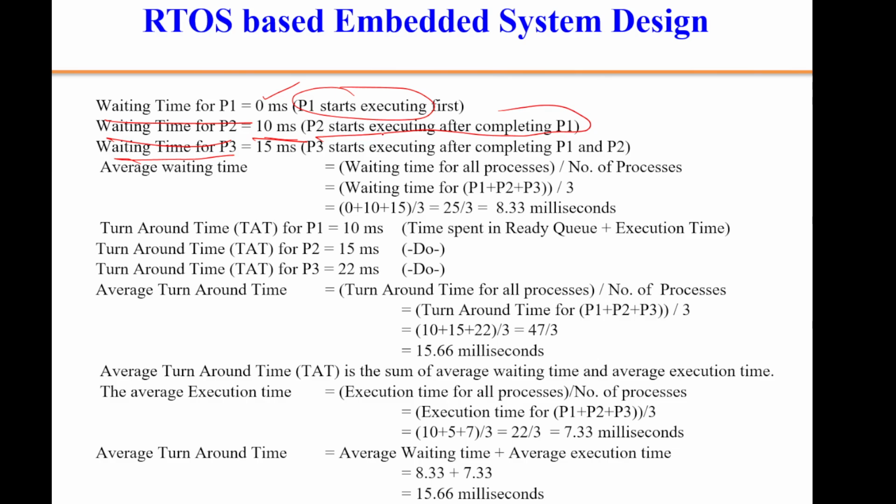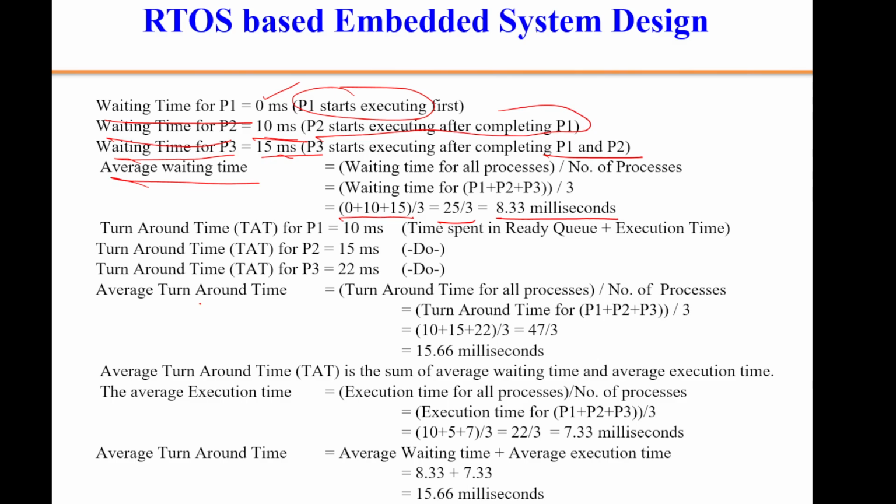Why? Because it has to wait until the completion of P1 and P2. P1 execution time is 10 and P2 is 5, so in total 15 milliseconds it has to wait. The average waiting time we can calculate by taking the waiting times of the three processes divided by the number of processes, that is 3. So on adding 0 plus 10 plus 15 divided by 3, it gives 8.33 milliseconds.